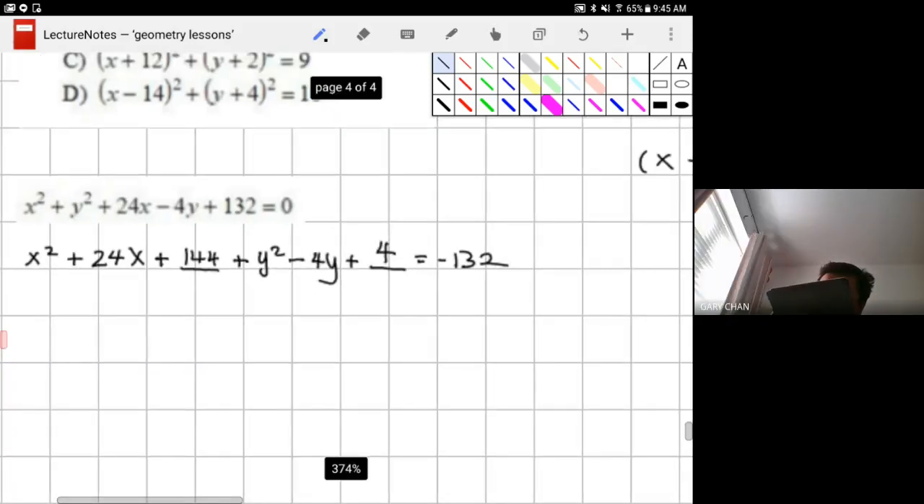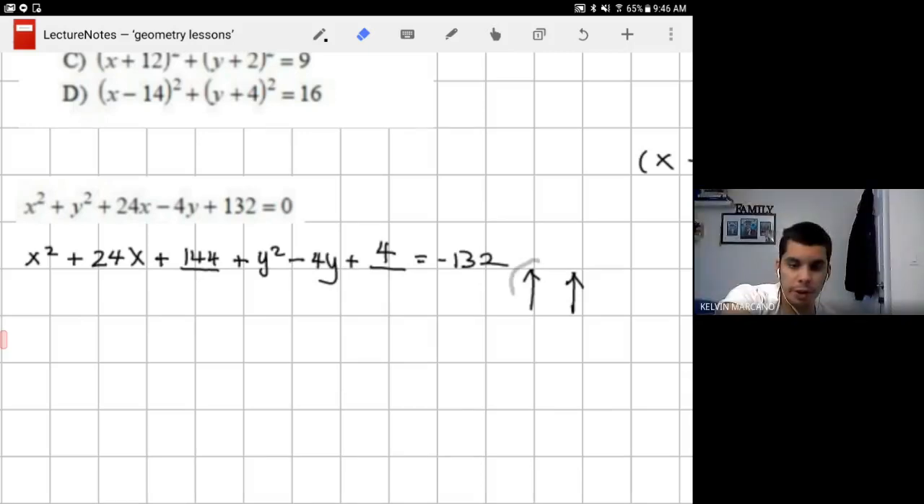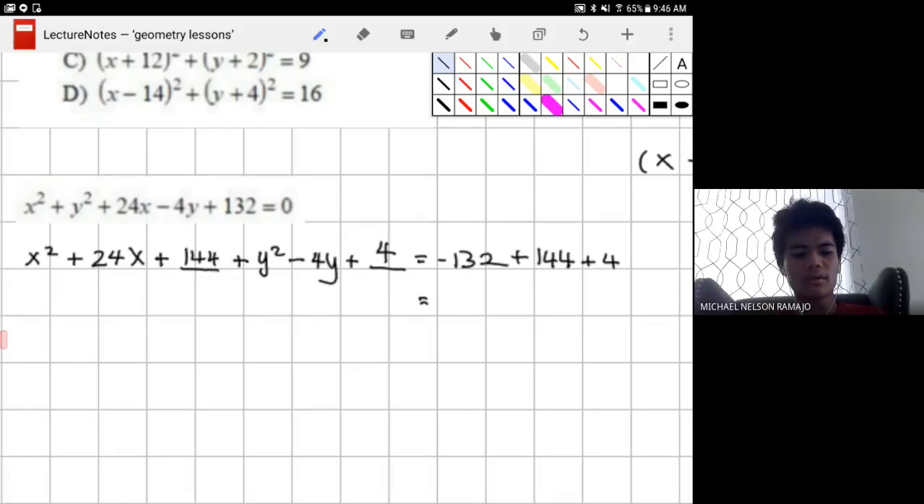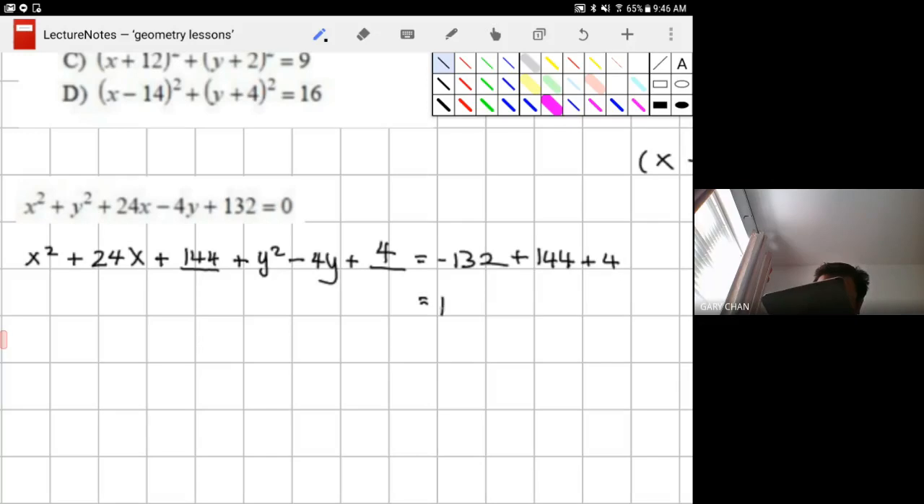And what am I supposed to do on this side here, Calvin? Add the 2 numbers to the right side. We have to add the 2 numbers to the right side. So I have to add 144 and 4. Okay. Michael, what is negative 132 plus 144 plus 4? That would be 16. That indeed would be 16.